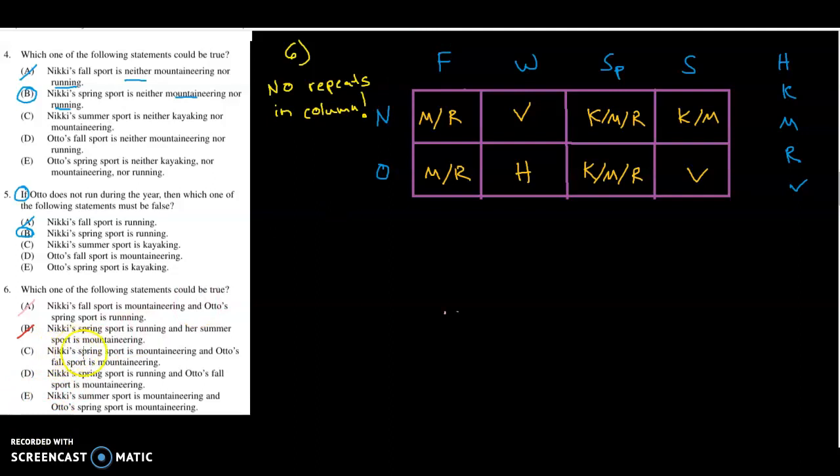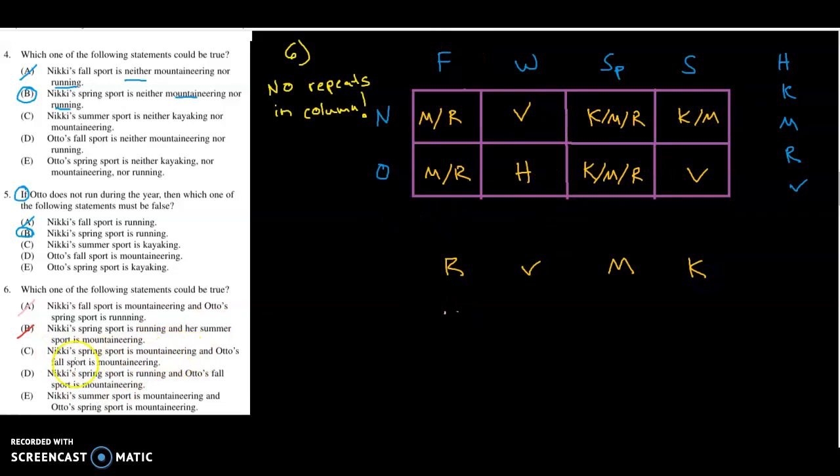Let's try C. N's spring sport is mountaineering. So if we are mountaineering in the spring, what else could we deduce from that? If she's mountaineering here, she can't be mountaineering there, so she would have to be running. That would be volleyball. And then that would mean, if she's mountaineering here, in the summer, she'd have to be kayaking. Okay, so we basically filled out her whole agenda for the year.